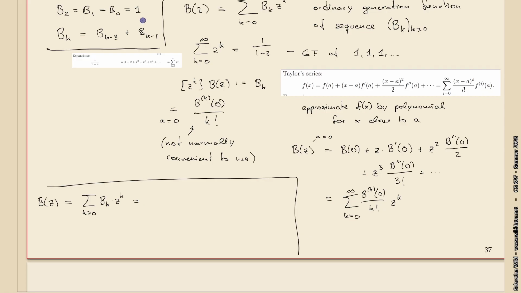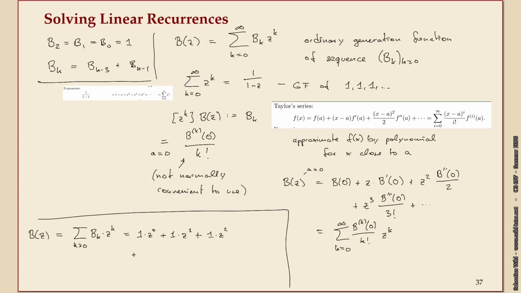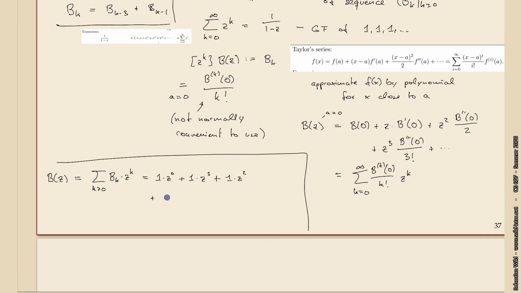So I can insert the base cases. This is going to be 1 times z to the 0 for b0, plus 1 times z to the power 1 for b1, plus 1 times z squared for b2, and then plus the remaining terms, which I'll first write symbolically as bk times z to the k, but now only summing from 3 onwards.